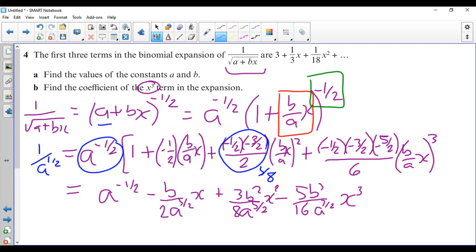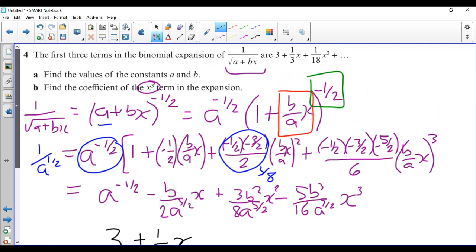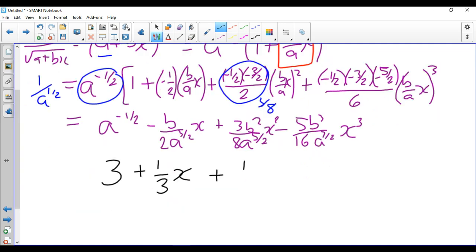Okay, so now let's write directly underneath it what that is. So I have got 3, okay, plus a third x according to the expansion, plus an 18th x squared, and this is what we'll need to work out for part B. Okay, so let's line up, pair up.